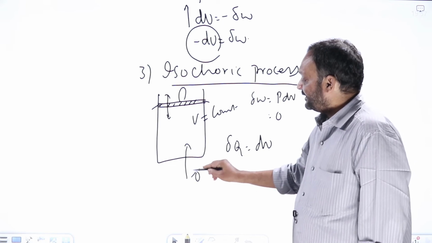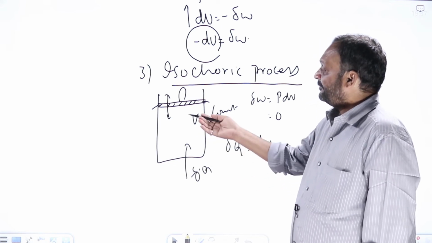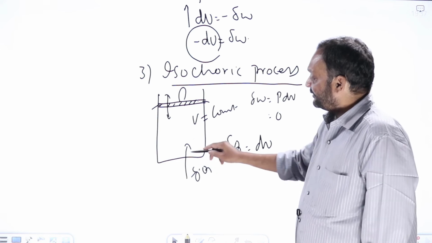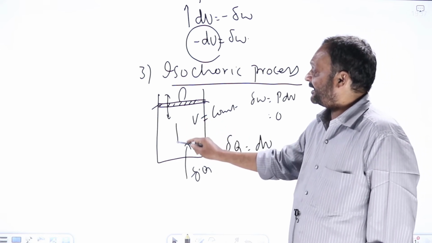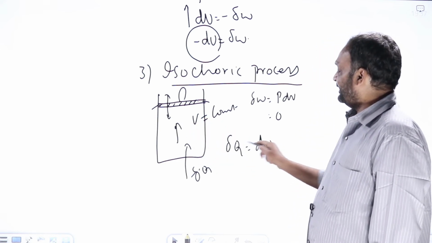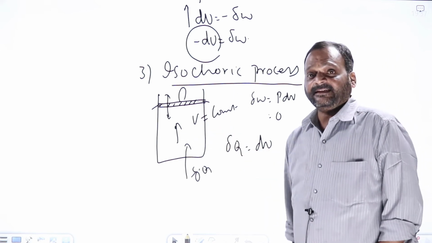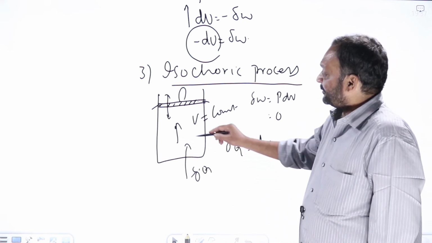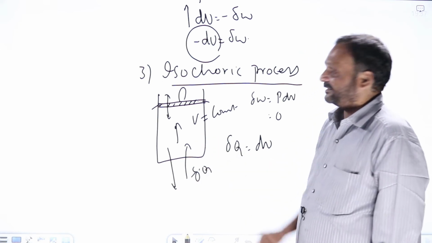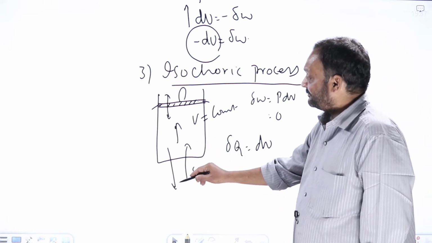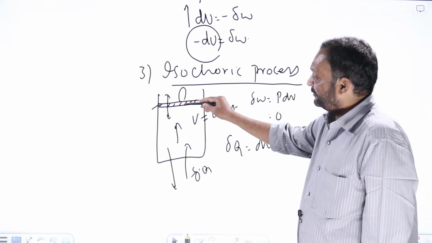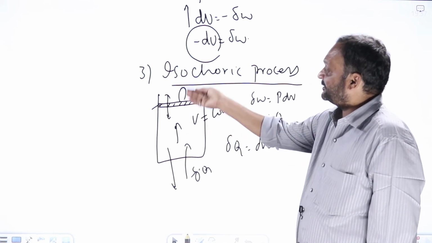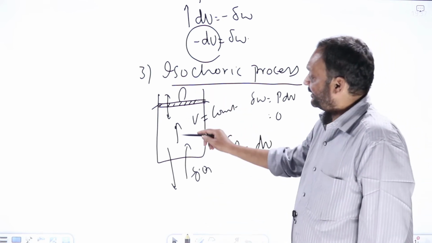When you give some delta Q amount of heat to a system, the entire heat will be used up in increasing the internal energy only. All the heat given will be used up in increasing the internal energy. Suppose you take out some heat from the system. If the piston can move, it will come down, but you are not allowing the piston to move up or down. So what will happen?